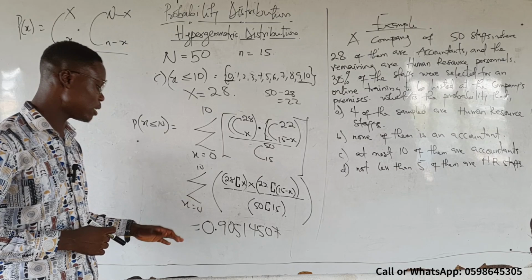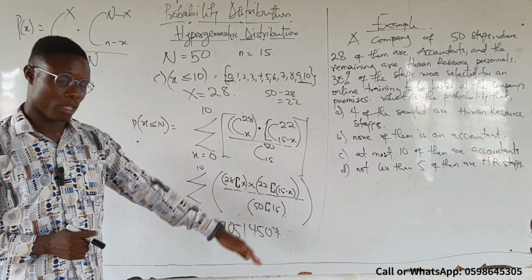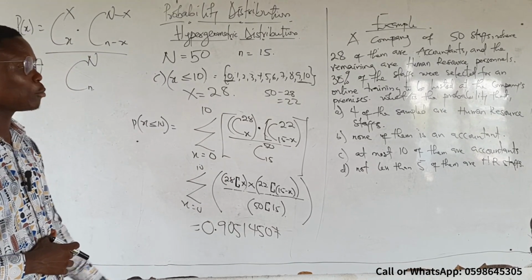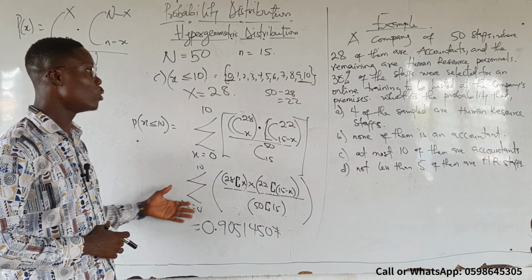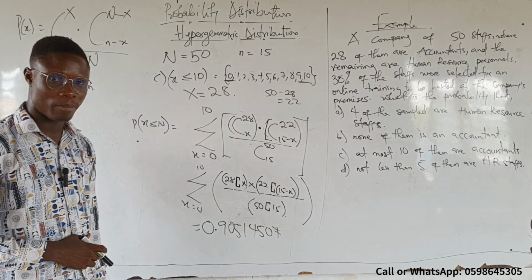So after calculating this, we have our answer to be 0.90514507, and it goes on. But approximately, this becomes the probability for the C. At most, 10 of them are accountants, right? So this is just applying the summation rule or the summation function and solving a cumulative probability. I'm sure we're okay with that, please.